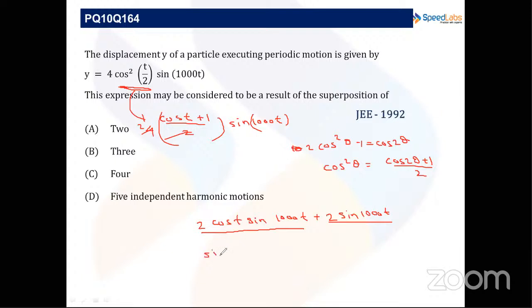So that is sin of A plus B, that is t plus 1000 t, so sin 1000 t plus t, plus sin A minus B. So this is sin 1000 minus 1, that is 999 t, plus 2 sin 1000 t. Now all three are different because सबका omega different है. So y is considered to be made up of three simple SHM or three harmonic motions. Is there any confusion in this?